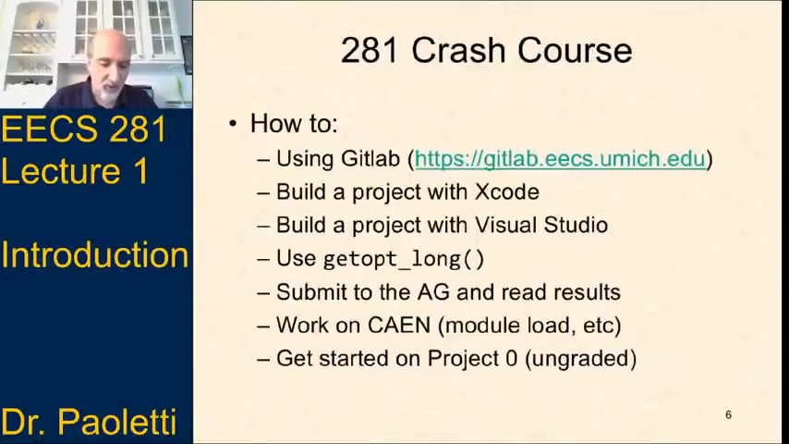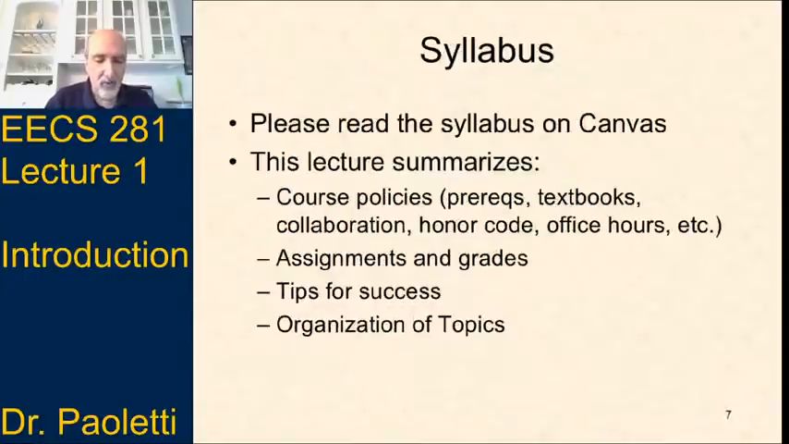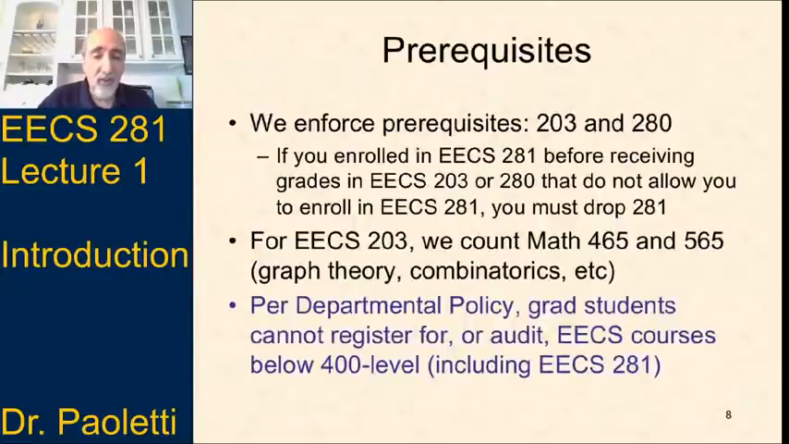So the 281 crash course, here's a list of the things that it covers in there. Syllabus, we already mentioned that, so look through the syllabus. Prerequisites, we do enforce the prereqs for 203 and 280. We generally do not let people in who do not meet them. Grad students cannot sign up for 281. If you were taking this in the winter, there's a separate section called EECS 403 that is grad students, and they would get graded on a separate exam curve, separate project curve, but they take the same lectures and do the same projects. They just have different grading.